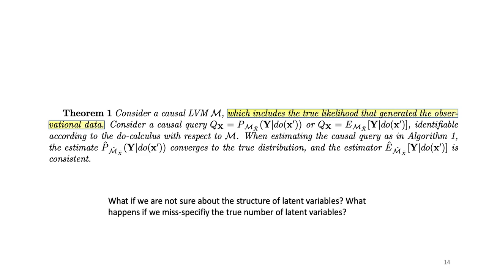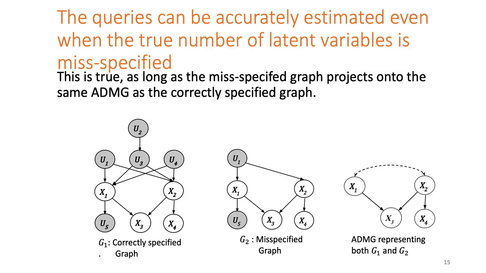But what if we are not sure about the structure of latent variable? What happens if we misspecify the true number of latent variables? The answer to this question is that the queries can still be accurately estimated even when the true number of latent variables is misspecified, as long as the misspecified graph projects onto the same ADMG as the correctly specified graph. For example, if G1 is the correctly specified graph and G2 is the misspecified graph, since both project into the same ADMG, we are still able to recover an accurate estimate for the queries of interest.